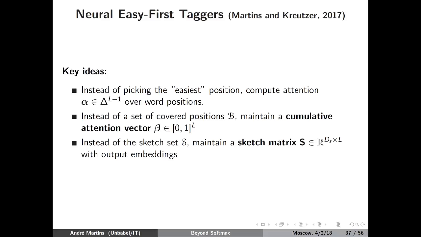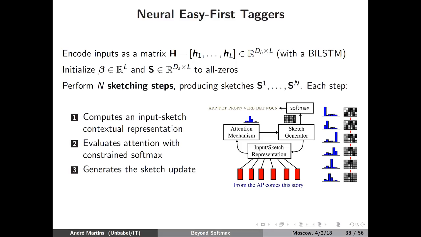And this is kind of a diagram describing how our model looks. So the task here is part-of-speech tagging. We start with a sentence. This is the input sentence, 6 words. We use a BiLSTM to compute states for all these words.